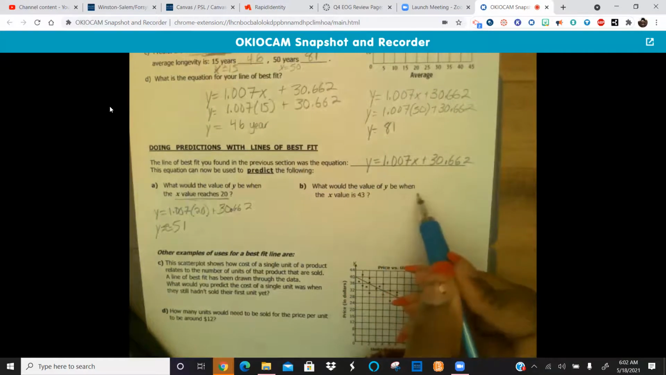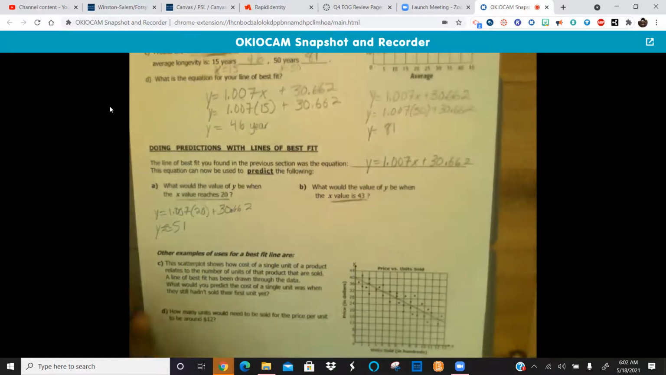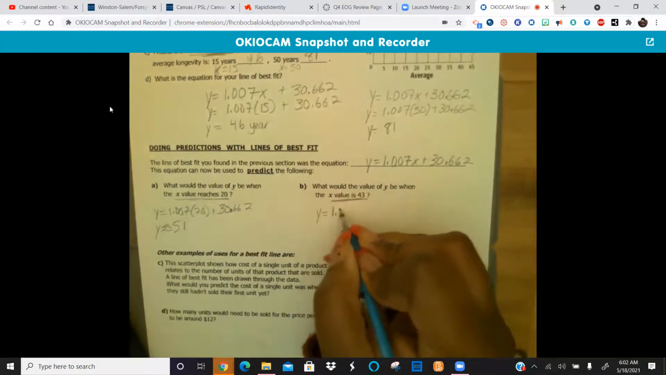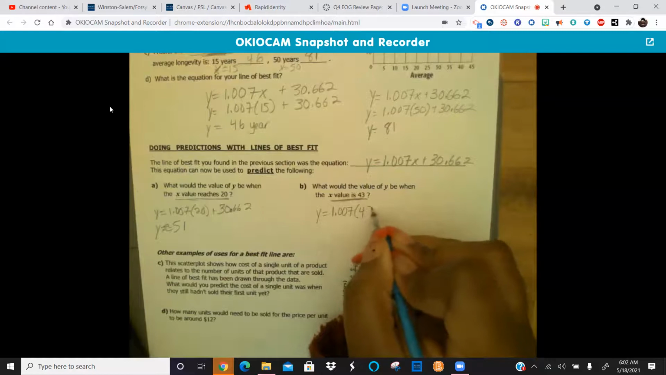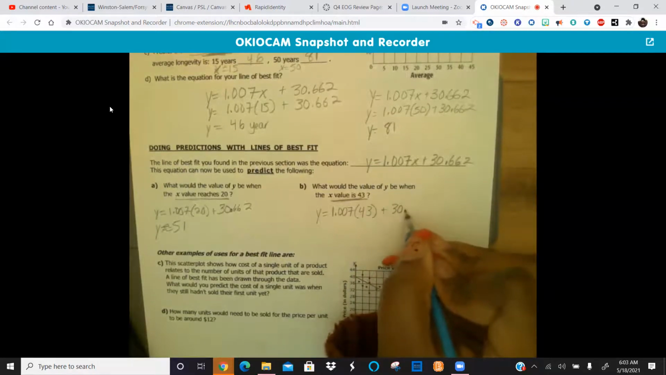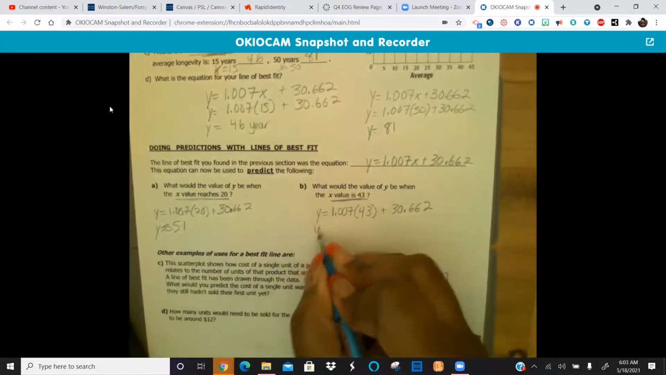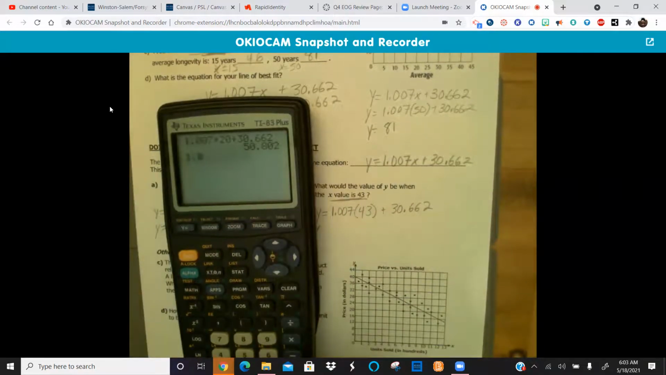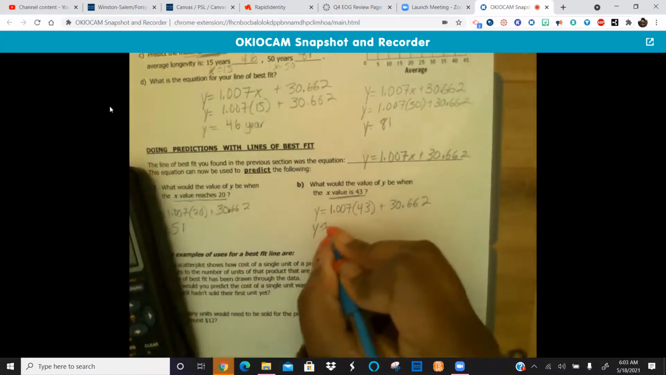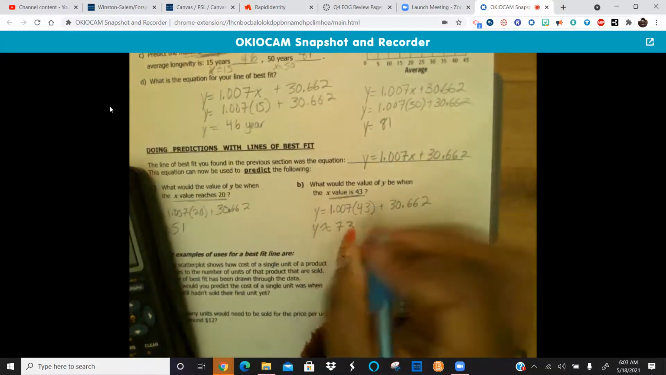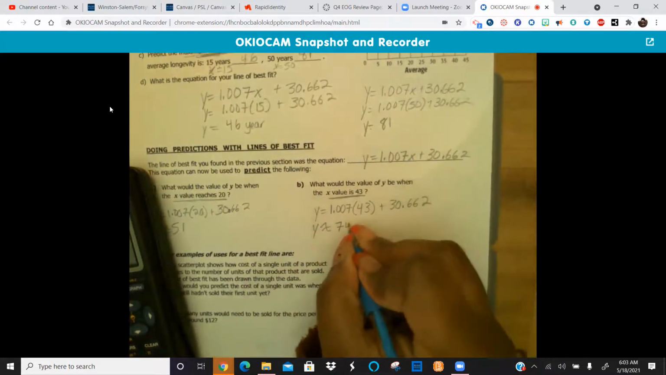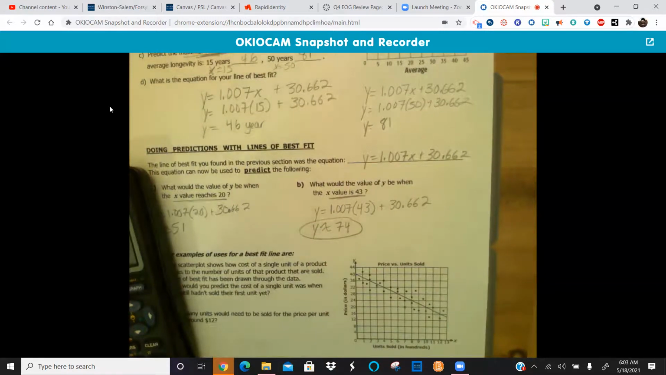All right, so let's look at this one. What would be the y value if x is 43? So now we're going to plug in 43. Y is equal to 1.007 times 43 plus 30.662. Okay? All right, so here we got 1.007 times 43 plus 30.662. All right, so this is about 73.74. Okay. All right. So now let's look at here, down at the bottom.